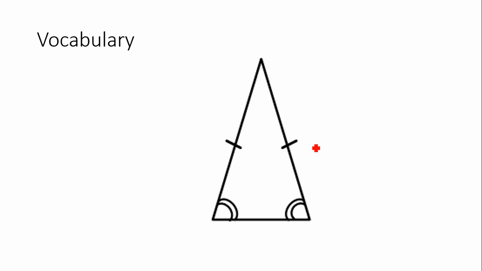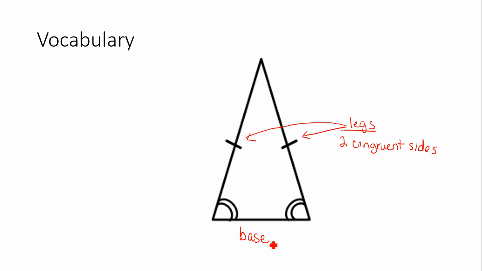This is an isosceles triangle here. There are special names for these two sides here that are congruent. So the two sides, I think I should draw one over here too. The two sides that are marked congruent are called the legs. And underneath that I would write that they are the two congruent sides. The third side down here is called the base. It's the one that isn't congruent to the other two.